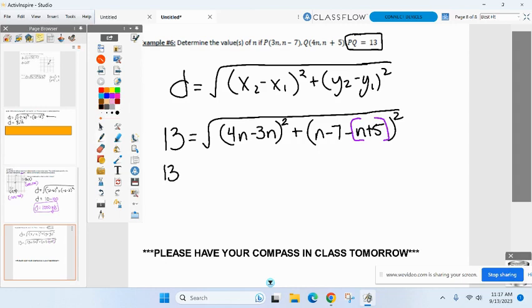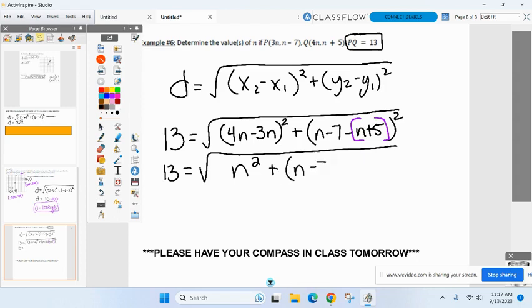13 equals, let's clean this up a little bit. What are we going to get in this parenthesis? n, and then n squared is just n squared, right? All right, well, here we go.